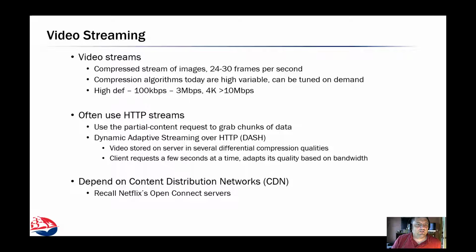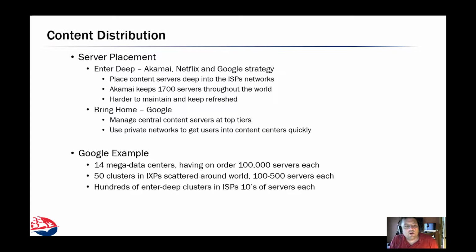Video streaming services are also in the textbook. I don't want to spend too much time here, but video streaming services are going to depend pretty heavily on these content distribution networks, which we've seen a couple of times. Content delivery networks are placing these content servers into internet exchanges or directly into ISPs.